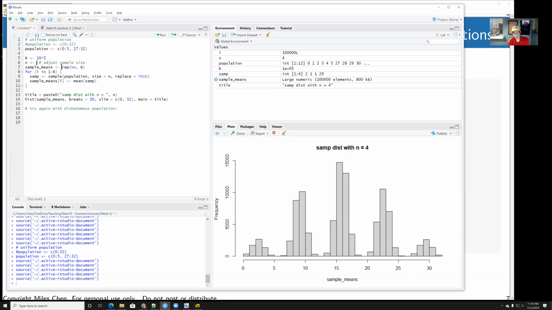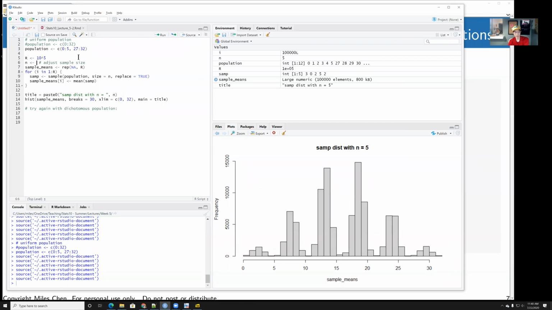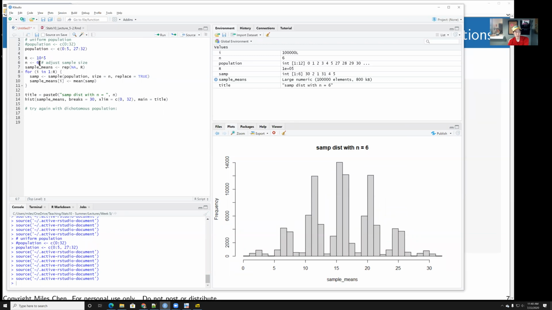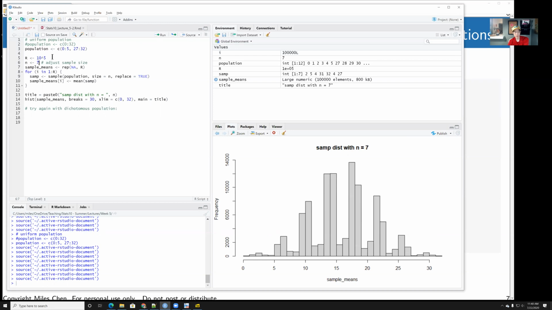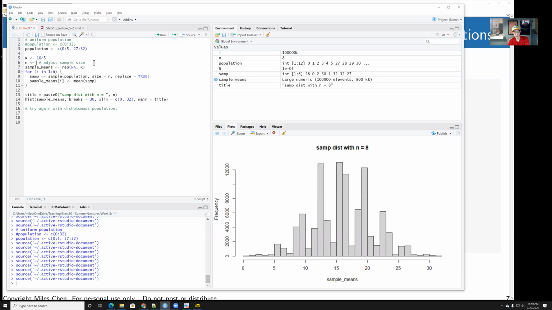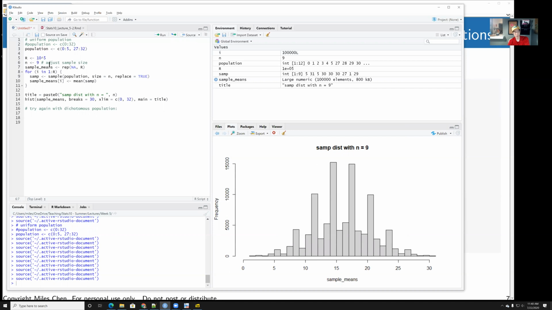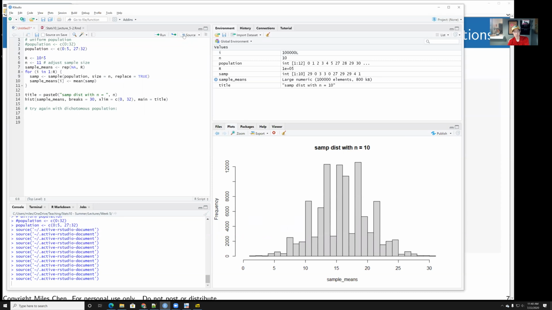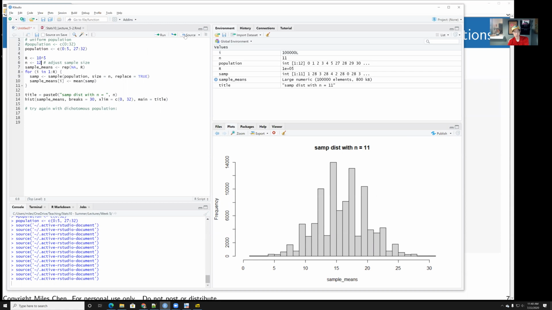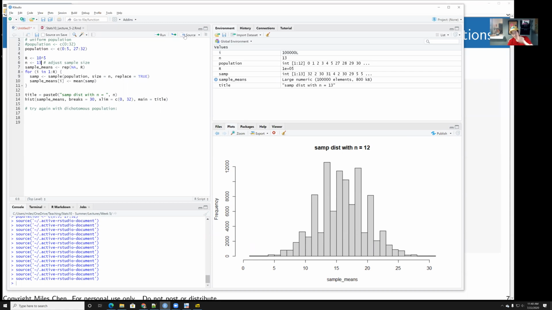I'm going to keep bumping up the sample size, n equal to 4, and we get this. With n equal to 6, we get that. Let's do 7, 8, and 9. So these are the sampling distributions. N equal to 10, 11, 12. I think you are starting to see where it is headed.